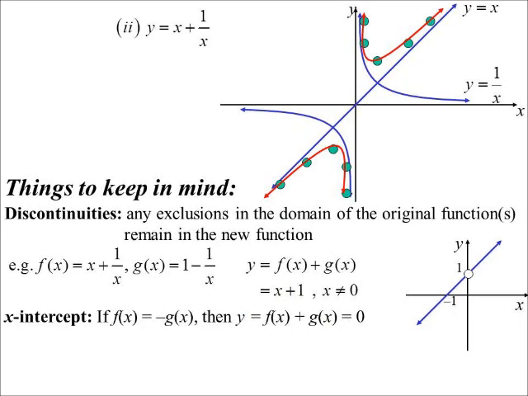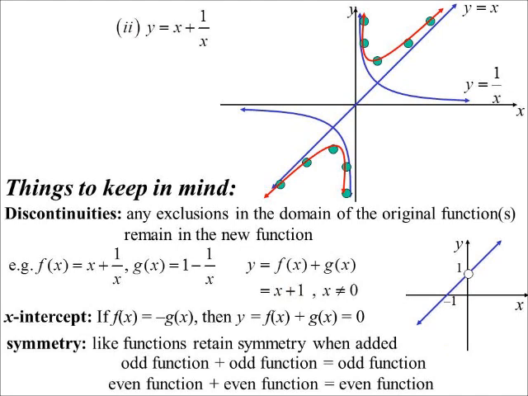X-intercepts, that's what I was saying about when above and below match, that's when it's going to become 0. So slide your ruler along to estimate, things like that. Symmetry.